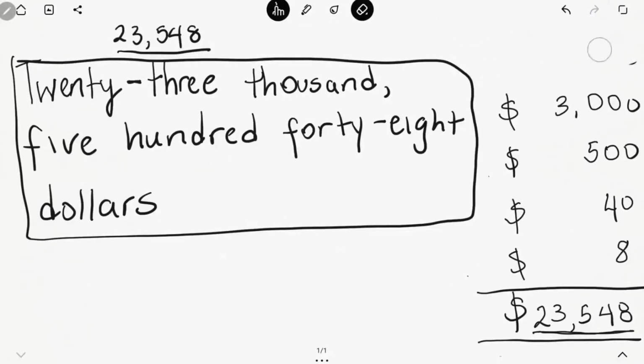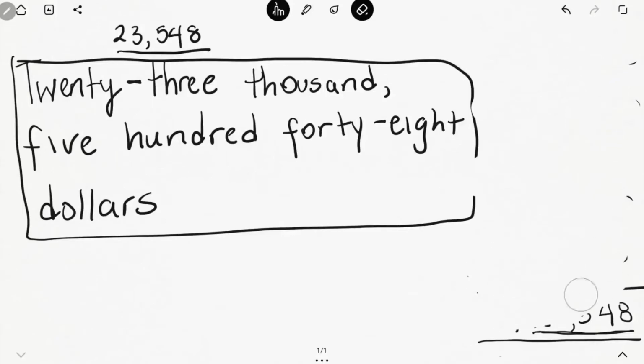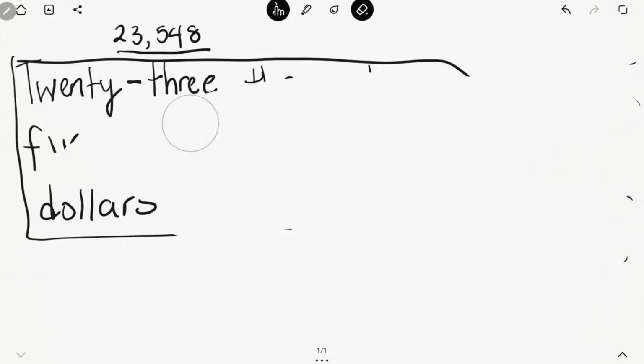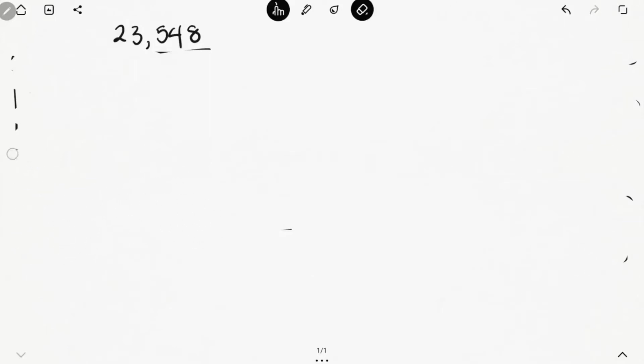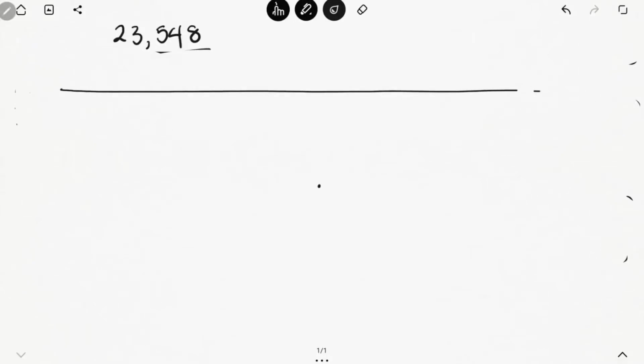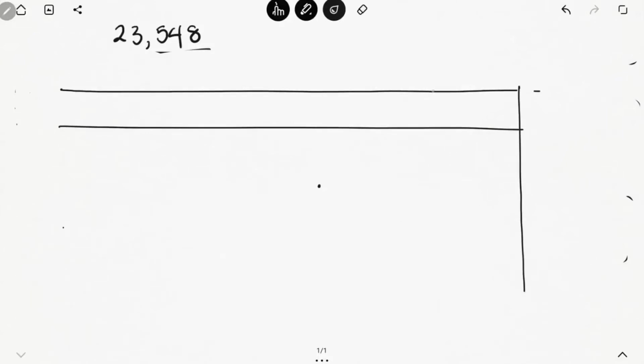All right, what we want to do next is show you what 23,548 looks like on a place value chart. So again, this is your place value chart. I'm actually going to get a ruler this time to draw my place value chart, and I will see if this looks a little better. It still doesn't look the best, but we're using a ruler, so we're being neat, which I like. Oop, that one wasn't neat at all.